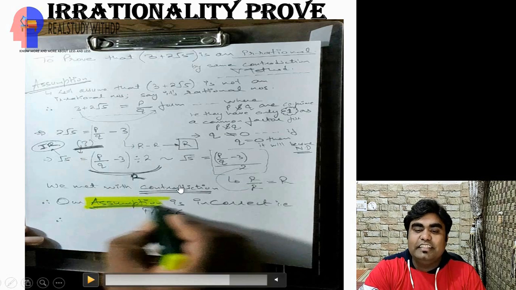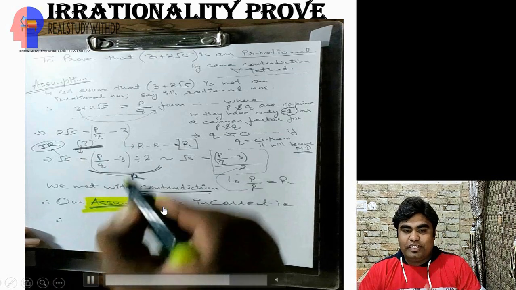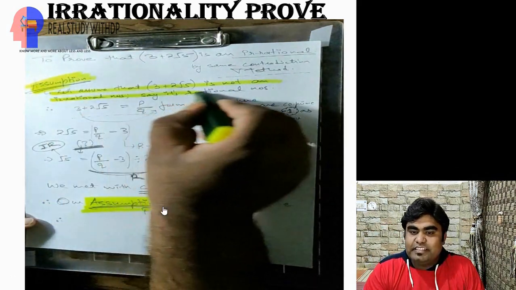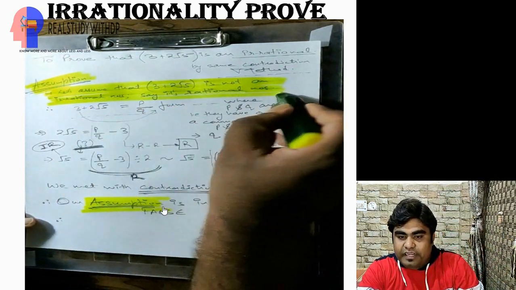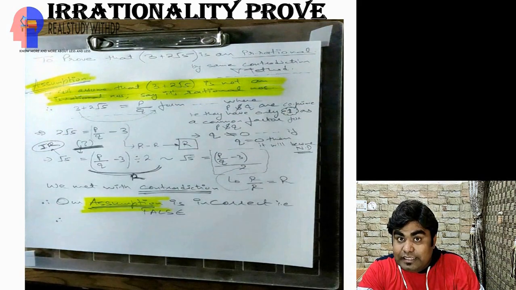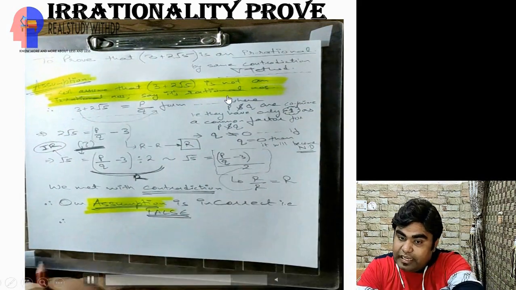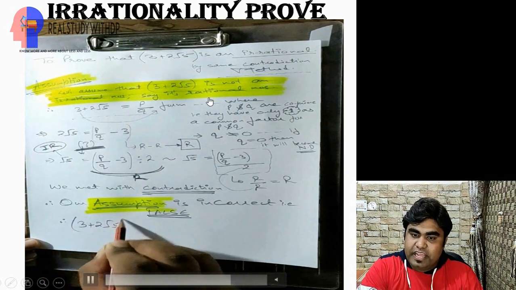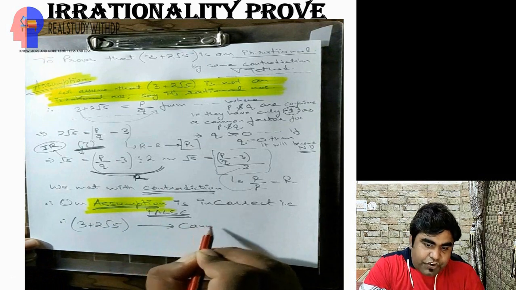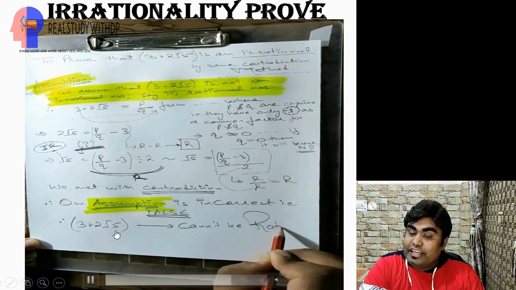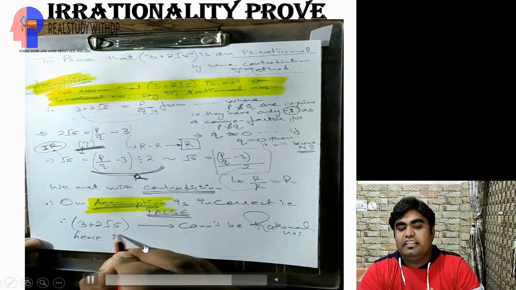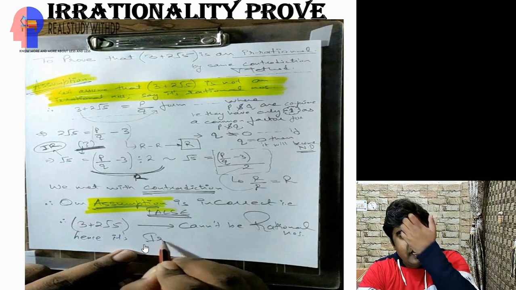And the fourth part is that after a contradiction, whatever we have assumed has become incorrect, a false statement. Here, what is the assumption? That it is a rational number. So it has become false, an impossible, incorrect statement. Hence, our number 3 plus 2 square root of 5 cannot be rational. Hence, it must be, and it indeed is, an irrational number.